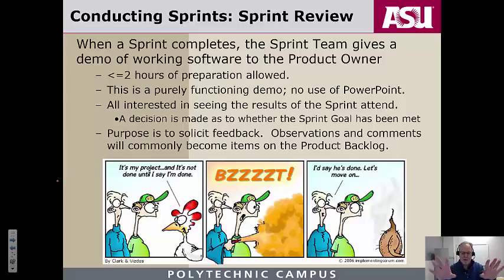So you put the sprint goal right up there and say, here's what we said we wanted to accomplish, and you give an honest answer whether or not you accomplished it. And again, just like a lot of things that you get a feel for here, the purpose is to get feedback. All right. The observations and comments that you collect from anybody turn into modifications of things in the product backlog, reprioritization of things in the backlog, or perhaps new items on the product backlog. All right. So that's the sprint review.